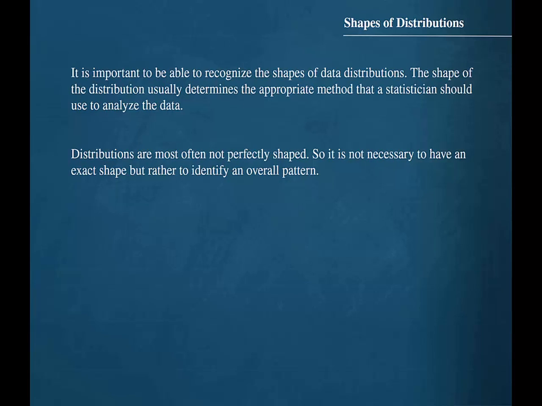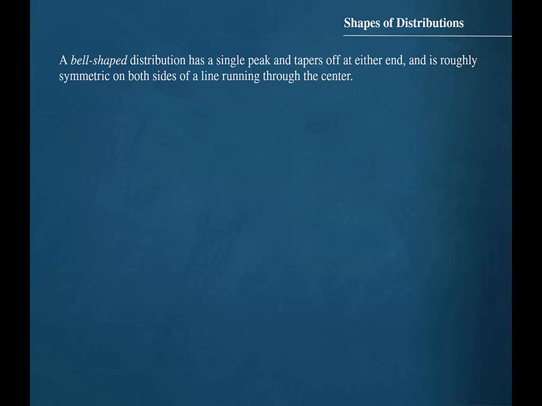identify an overall pattern. A bell-shaped distribution has a single peak and tapers off at either end, and is roughly symmetric on both sides of a line running through the center.